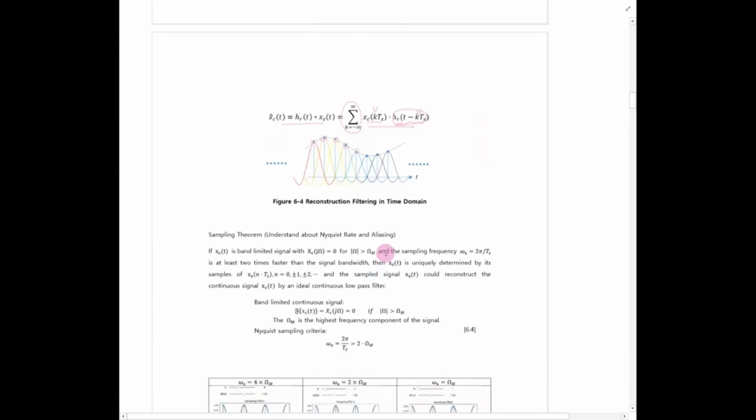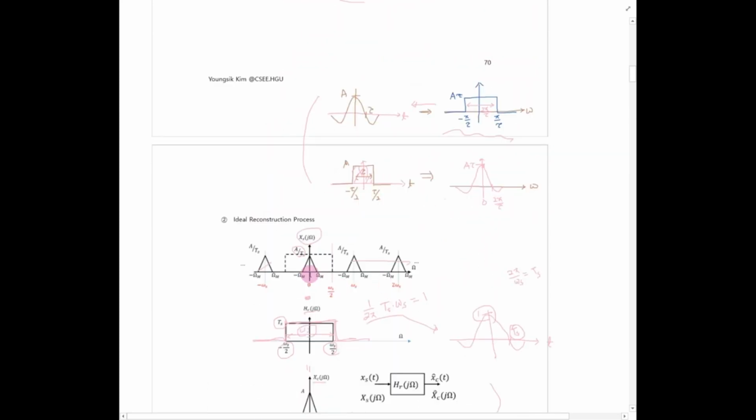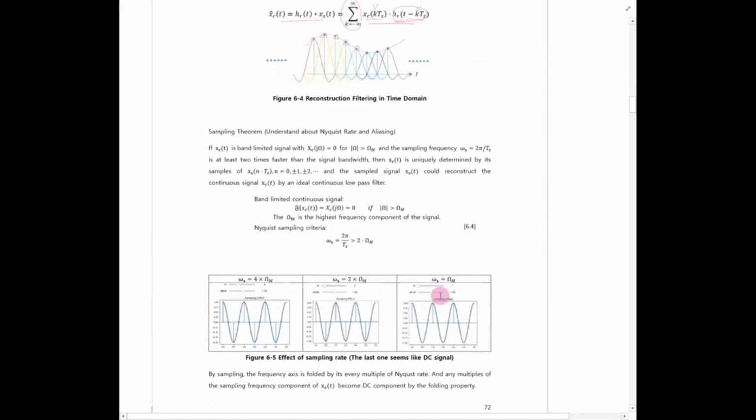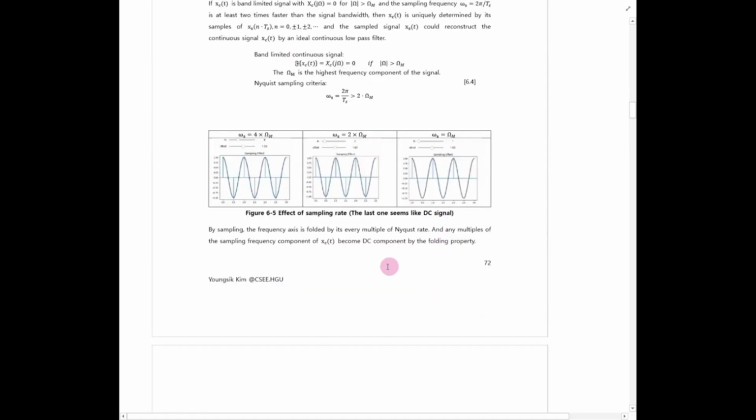Here this is DC, but this one is the sampling frequency. This is two times the sampling frequency, but in the spectral domain, this is DC, this is another DC, this is another DC, like that. Every omega s is folded back like that. Then this one becomes the maximum frequency. You can fold this one up to here, and this one is also folded here. So every signal is folded like that. Then we can understand the aliasing effect.